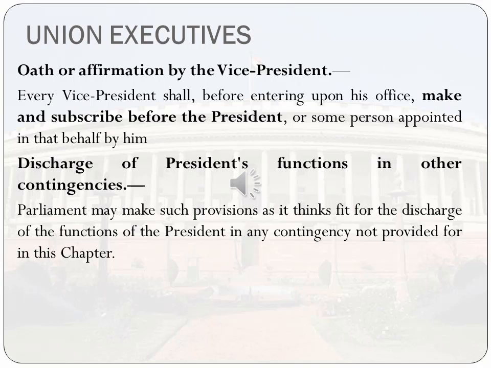Discharge of president's functions in other contingencies. Parliament can make such provisions as it thinks fit for the discharge of the functions of the president in any contingency that is not provided for in this chapter. So the vice president can take charge and discharge the duties of the president, provided Parliament makes such provisions and thinks it fit for the vice president to discharge the functions.